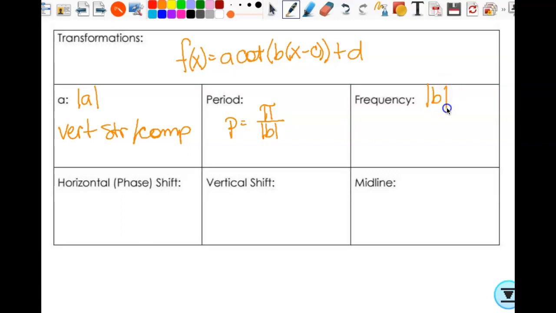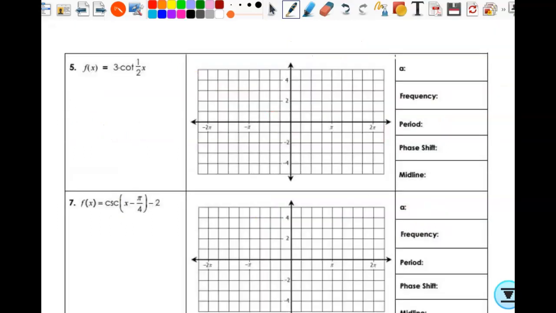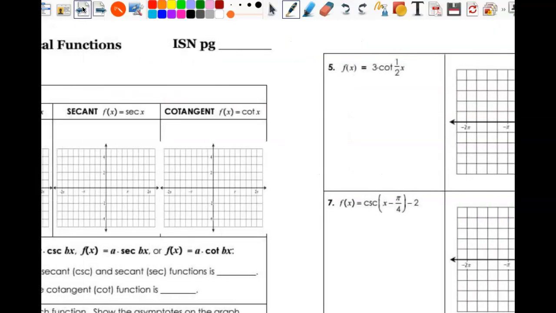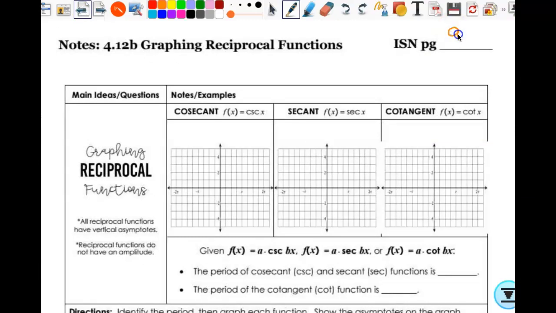Frequency is still the absolute value of b. To find it if I need to, it is pi divided by the period. Phase shift is still c. Vertical shift is still d. Midline is still y equals d. Okay. And that's going on page 95, so if you want to write that where there's a little place to do that, be good. And then we're going to grab our other piece of paper. All right. And this is going on page 96 when we're done.